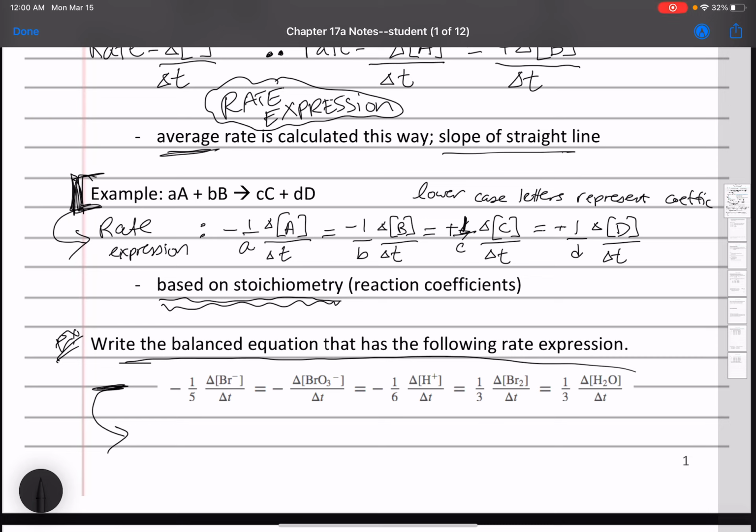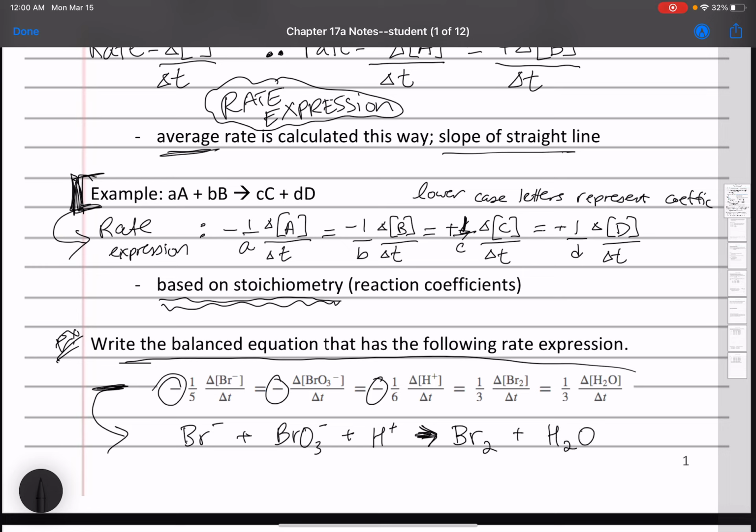So what we're looking for here is, let's start, actually I'm going to start with the reactants and the products. So everything that has a negative sign is going to be a reactant, because the reactants are decreasing, right? So my reactants are bromine, bromine trioxide ion, and, oh, another one, hydrogen ion. And then now these are positives, so these are going to be my products. Not an equal sign, a reaction arrow, bromine, and water.